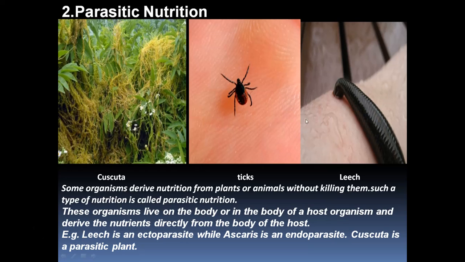Leech is an ectoparasite because it obtains the food just outside. It attaches to the skin and sucks the blood. So it is an ectoparasite, while Ascaris is an endoparasite. Roundworms that are present in the stomach are endoparasites because they live inside our digestive tract, digestive system. Cuscuta is a parasitic plant. So here is an example of a parasitic plant, Cuscuta. So these are the examples for parasitic nutrition.